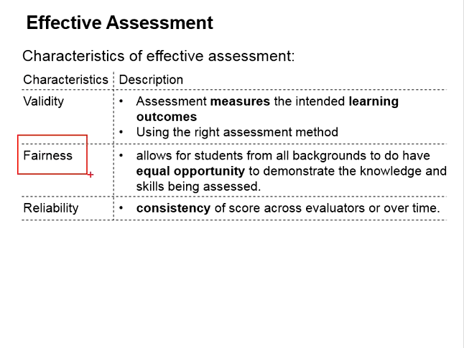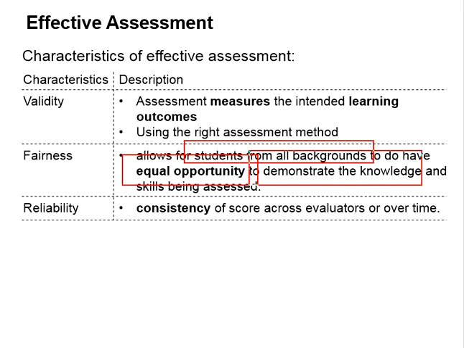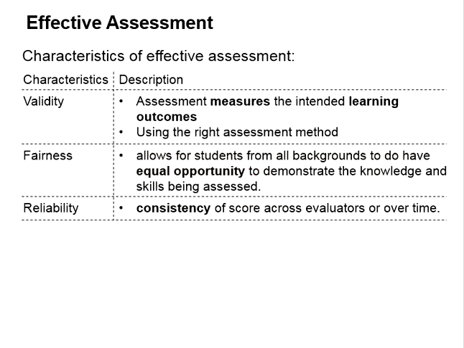Next is the fairness. You will need to allow the students from all backgrounds to have an equal opportunity to demonstrate the knowledge and skill that they have learned through the courses. There could be other factors affecting the ability of the students to demonstrate their knowledge and skills. This needs to be omitted. For example, a student should not be penalized due to the weaknesses in writing in English or having the difficulty to speak fluently in English.